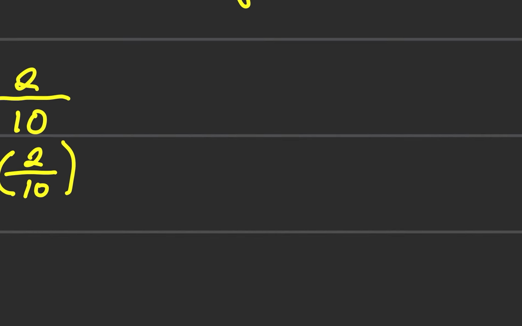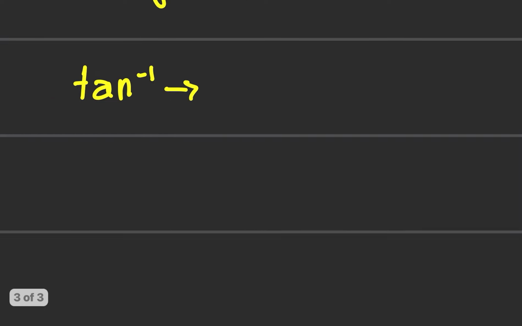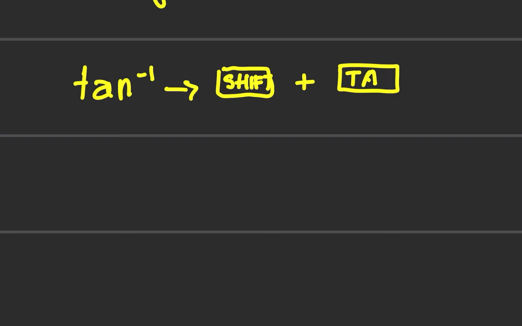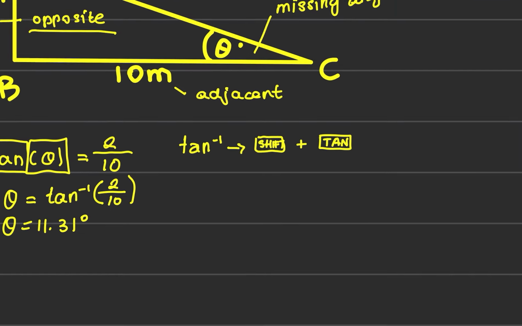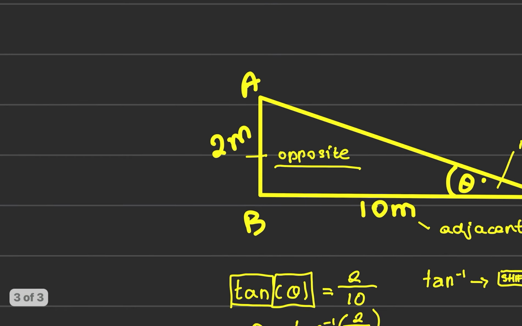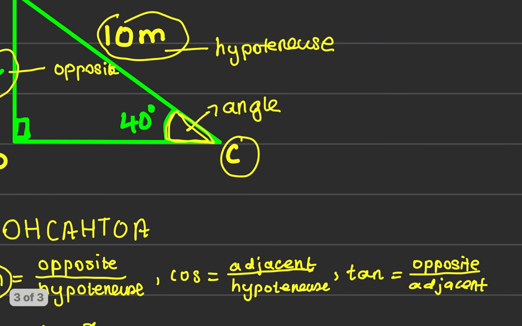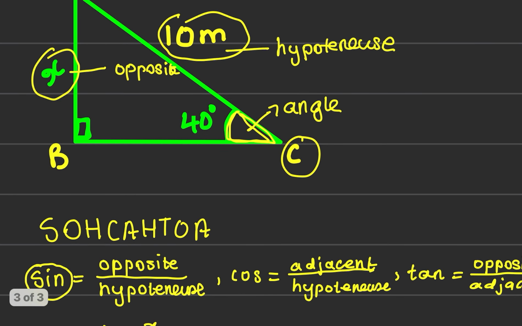So to mention once again, to get tan minus 1 on your scientific calculator, press shift and tan. Perfect. I hope this lesson was clear. For the next few videos, let's look at more advanced problems as well as word problems.